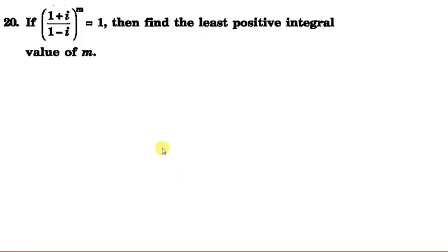Next is, if (1 plus i) upon (1 minus i) raised to the power m equal to 1, then find the least positive integral value of m. This is the condition given to us, and we have to find the smallest value of m that satisfies this condition.